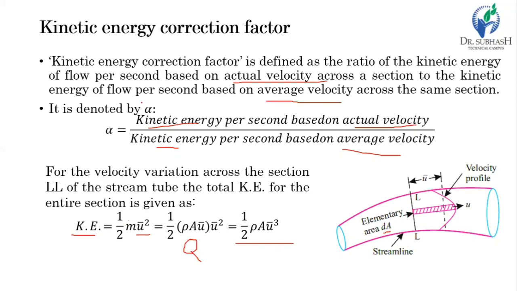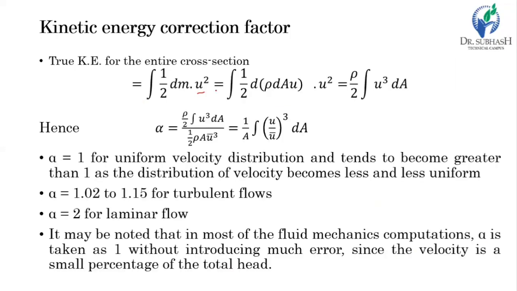So here 1/2 dm into u square, put the value of dm, which is rho into dA into u, say area into velocity times the density, into u square. So it equals rho by 2, which is a constant, so we can take it out from the integration sign. Then the integral of the third power of u times a small area dA. So this is the kinetic energy as per the actual velocity.